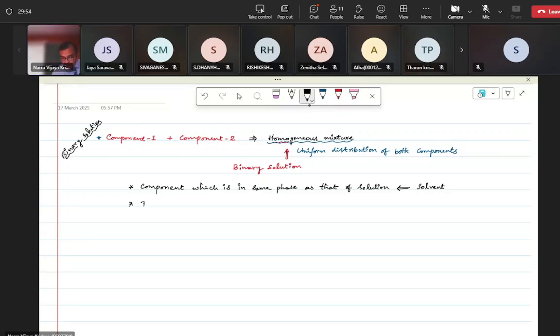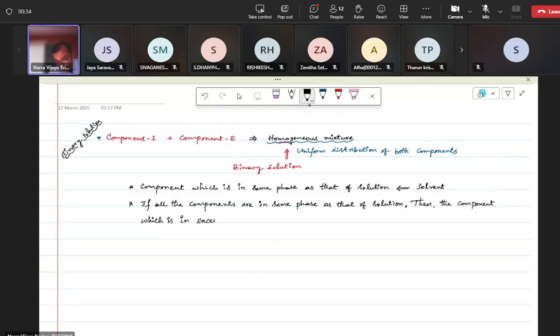Now the condition: if all the components are in the same phase as that of the solution, then the component which is in excess quantity is called solvent. Now we will talk about quantity. Now you know what is solvent, right? Respond. Now you know what is solvent or not?